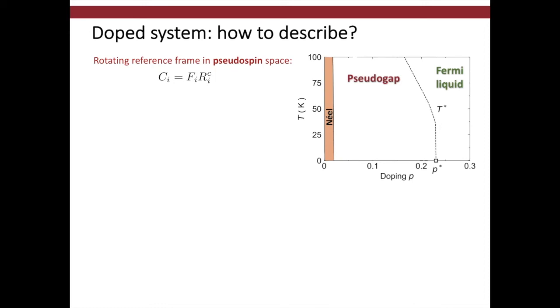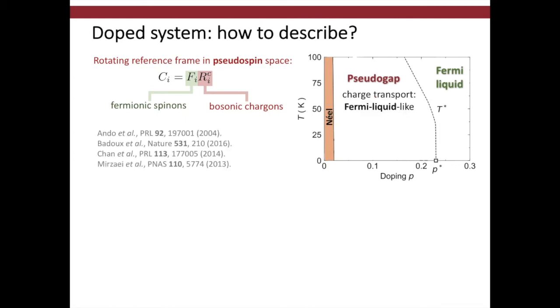The approach of transforming into a rotating reference frame in pseudospin space, which we used for the undoped system and which involves fermionic spinons, is not convenient in this case. This is due to the fact that the chargons are bosons and hence are difficult to reconcile with experiments indicating that the charge degrees of freedom in the pseudogap phase show Fermi liquid behavior.